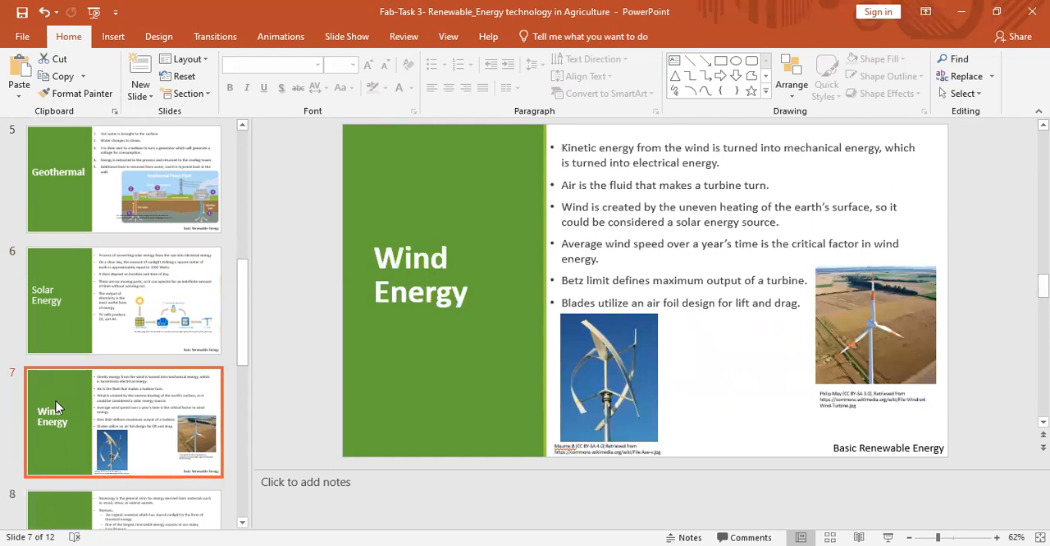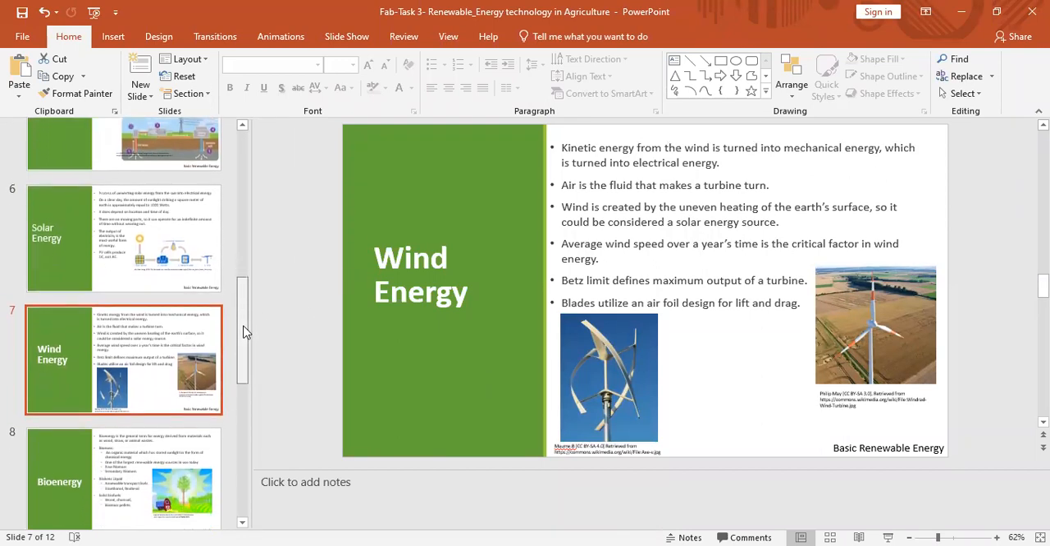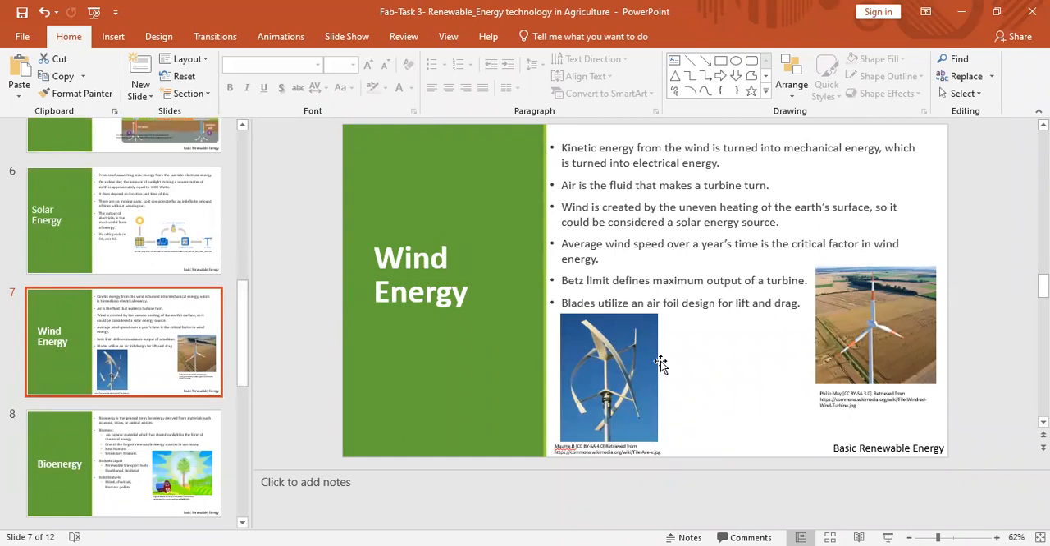Who has gone to Ngong Hills? Who has gone to Ngong Hills in our class? So it seems there is nobody. Basically wind power is generated from moving air. The moving air is harnessed by the turbine, and then it is converted to electricity.